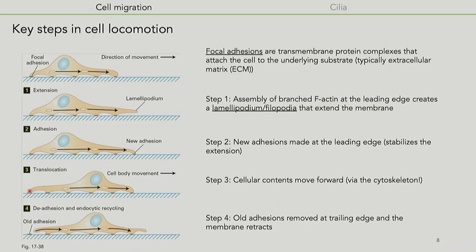And then finally, as I just referred to, the trailing edge is going to have to remove its old focal adhesions and pull the membrane back to bring the cell back to its typical size. So it looks like individual steps, but in a typical cell that's migrating in a dish, they're all happening at the same time.